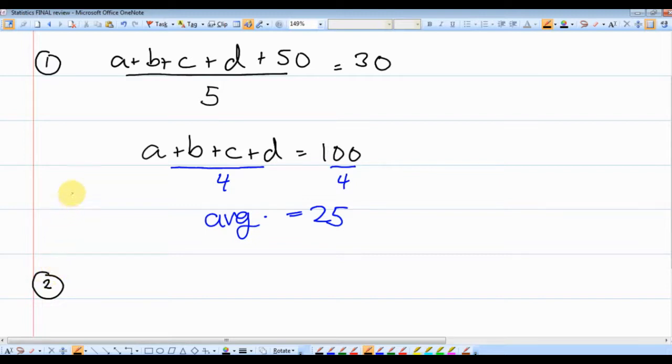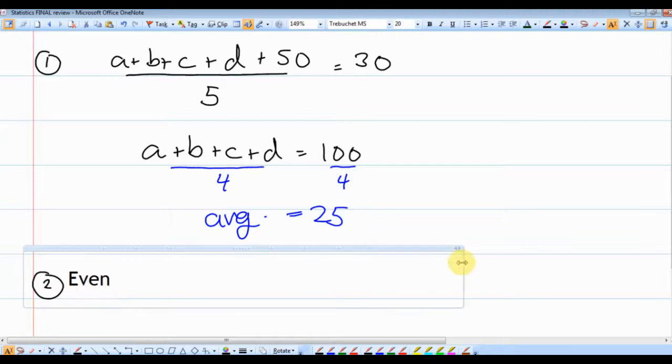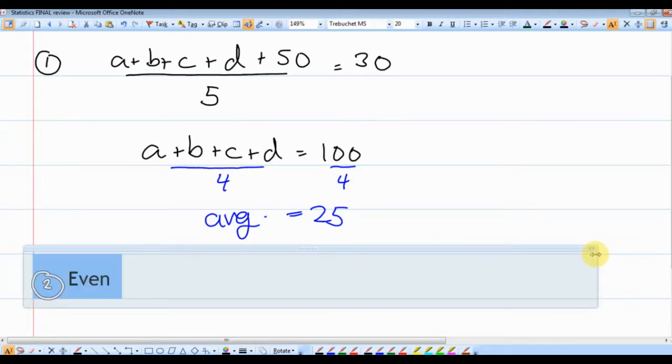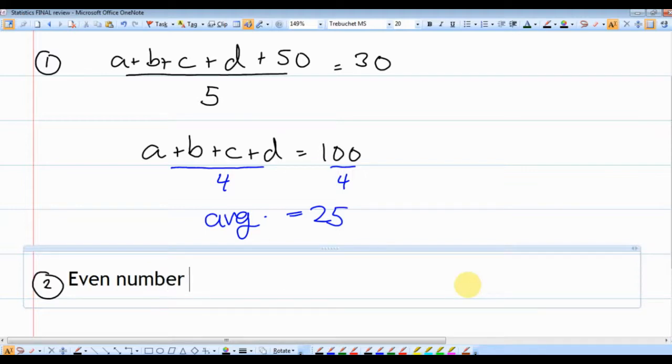Question 2. A sample was taken of 20 employees at a large company. The following are the salaries for the year. For convenience, the data is ordered. What is the median salary of the 20 employees? Okay, so this is in order. Do we have an odd number of measurements or an even number? Even. So we have an even number of observations.